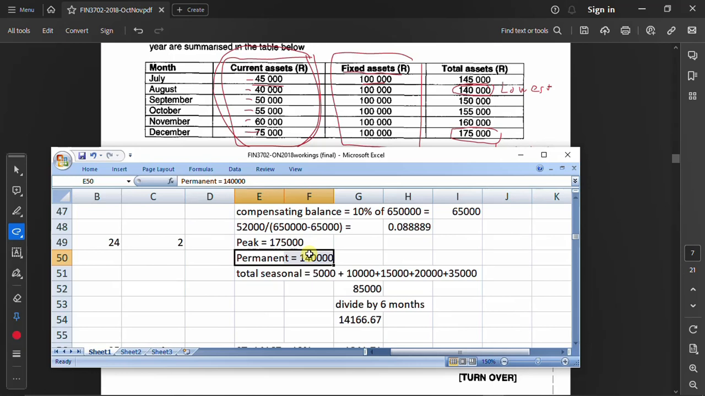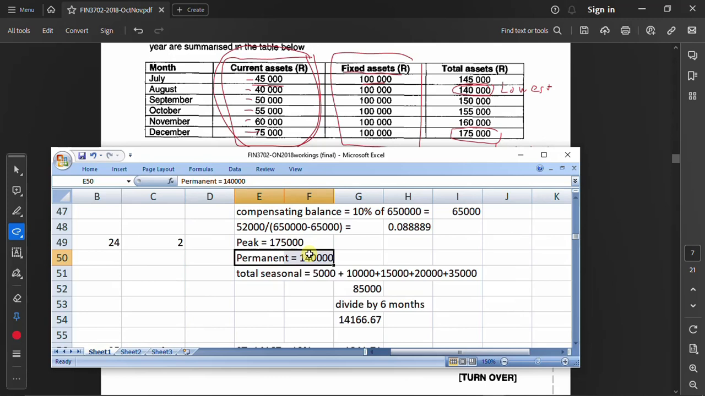That's the peak. When I'm looking at the peak, I need to look at what the permanent is. So permanent, the fixed, is 100,000. If I bring in all of these additional amounts, I've got 140, which is the lowest amount. So the lowest is 140.